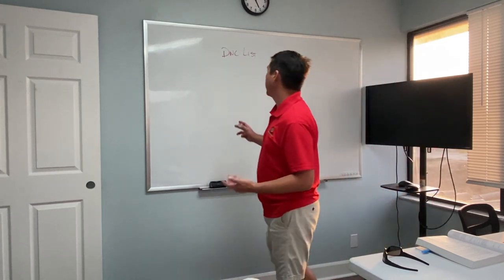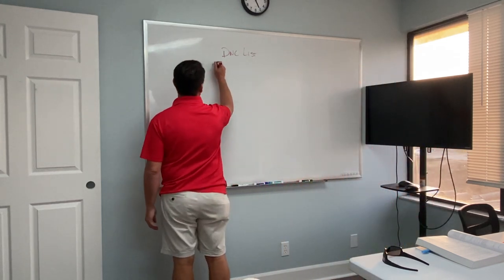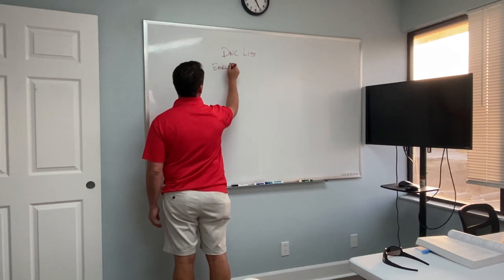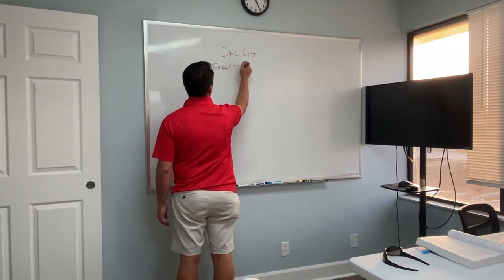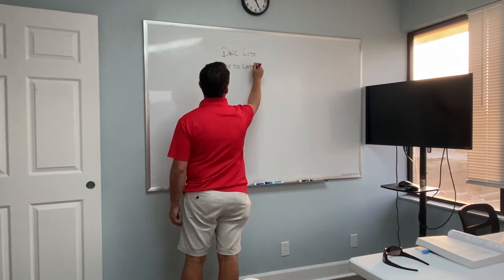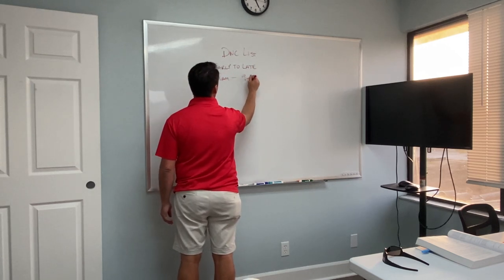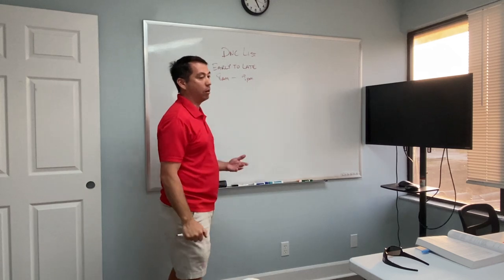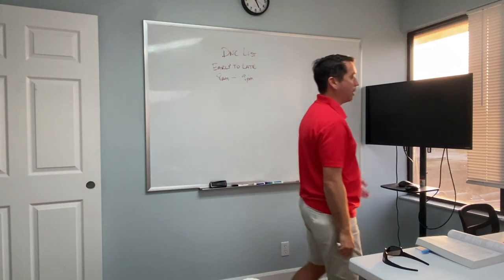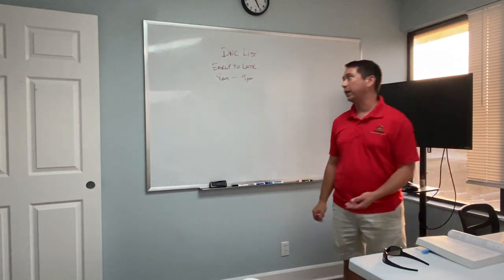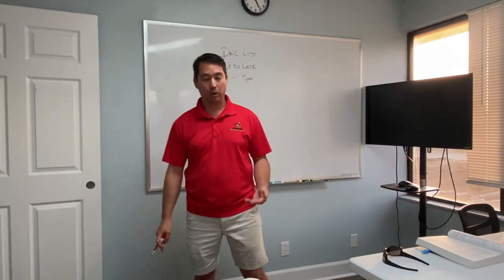So what are the main things on the do not call list? I say it's early to late. What does early to late mean? Early to late means 8 is before 9, 8 a.m. to 9 p.m. We have to call between the hours of 8 a.m. to 9 p.m. 8 is before 9, early is before late. I always like to think of it that way so I don't ever forget.